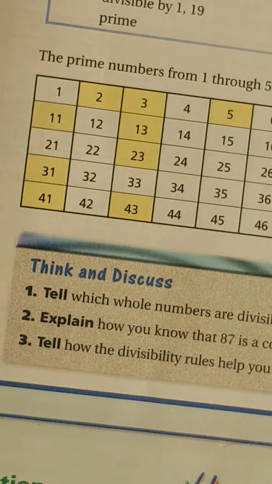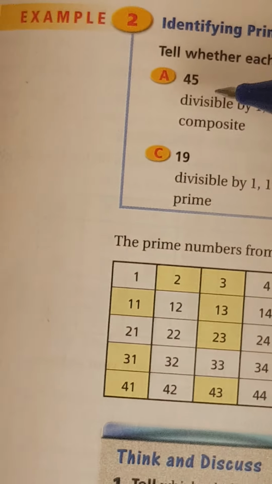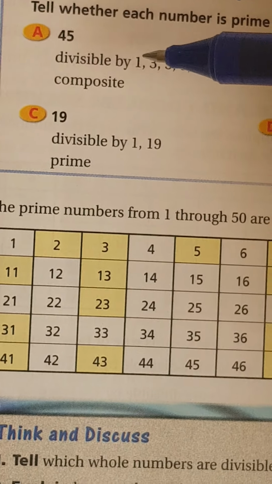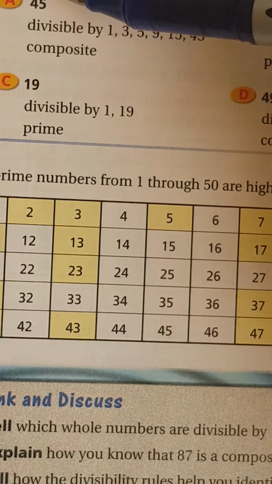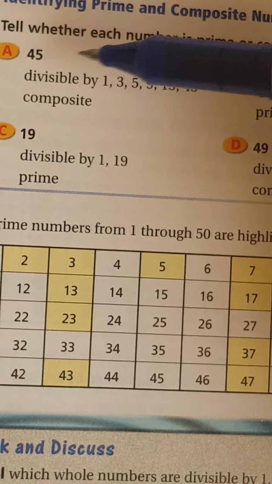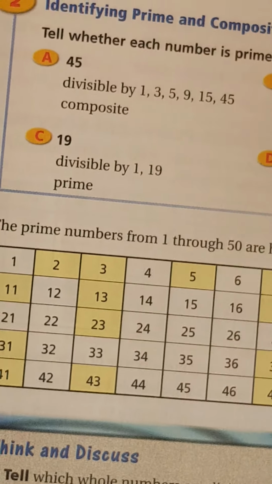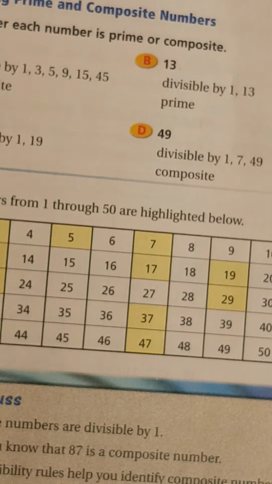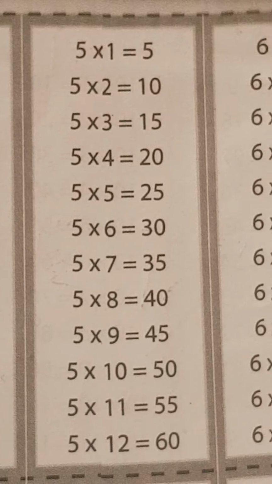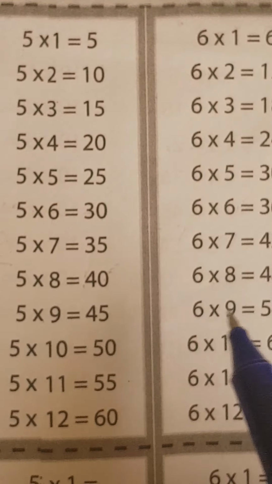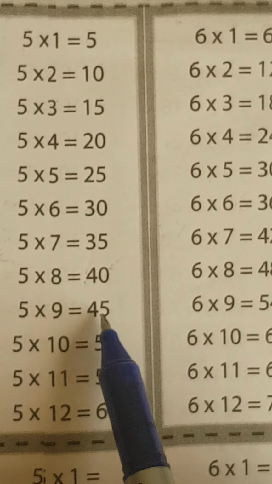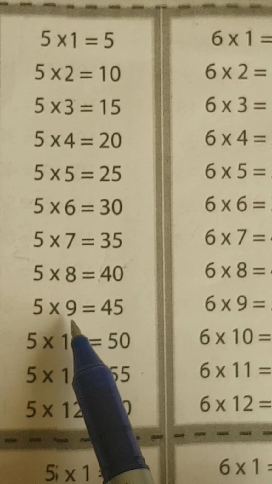Okay? Which numbers can divide 45? You have 1 can divide it, of course. 3 can divide it, 5, 9, 15, 45. The only thing you have to do is check your multiplication table and check which number can divide 45. 5 and 9 can do it.